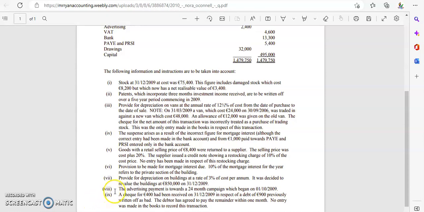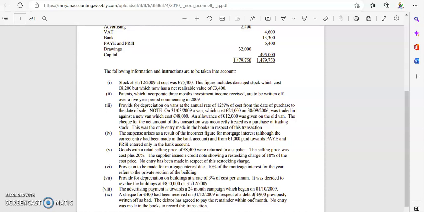Okay, so let's have a look at working 8, or adjusting 8, for the Nora O'Connell 2010 paper. So an advertising payment is towards a 24-month campaign which began in 2010. So from this then, remember, we only include income and expenditure, or expenses, for the period that they're for.